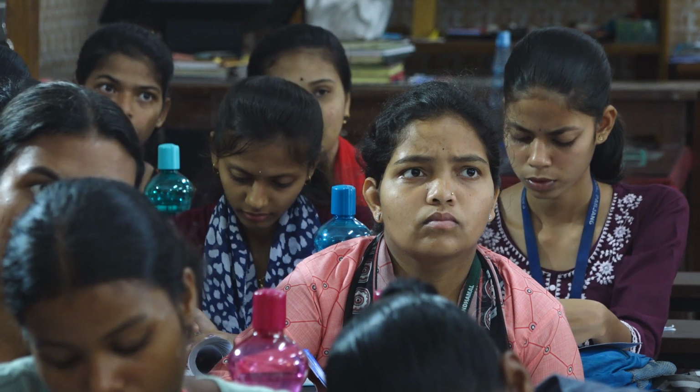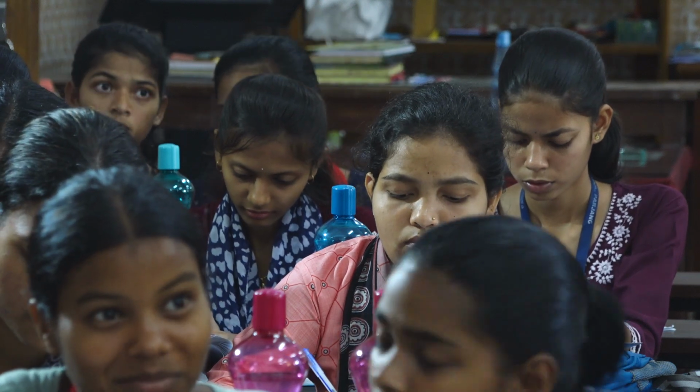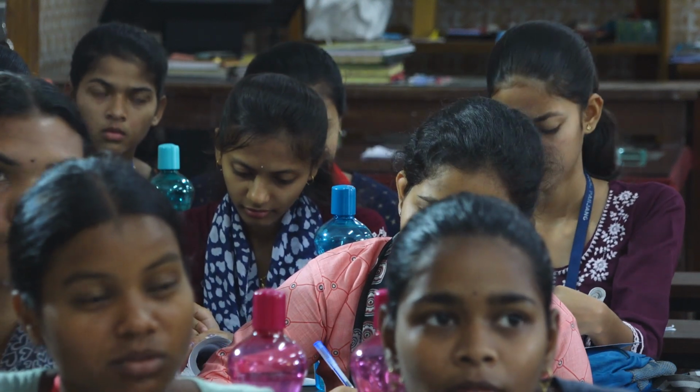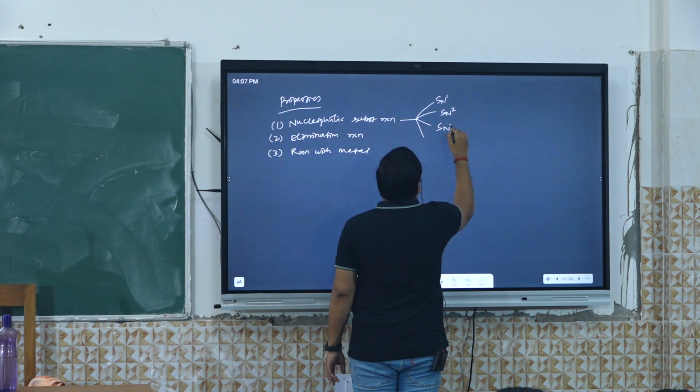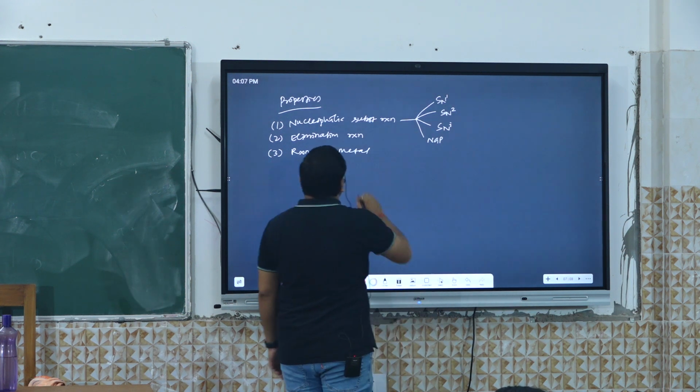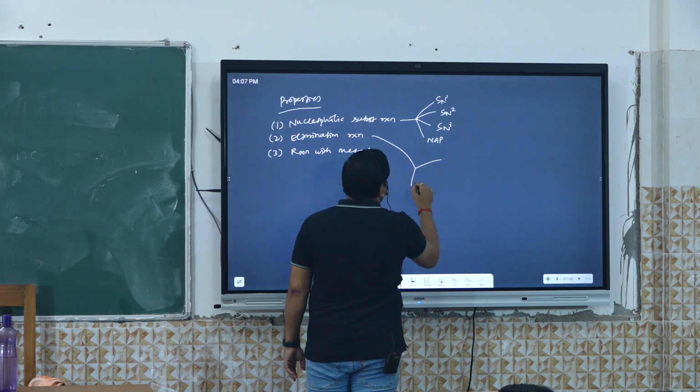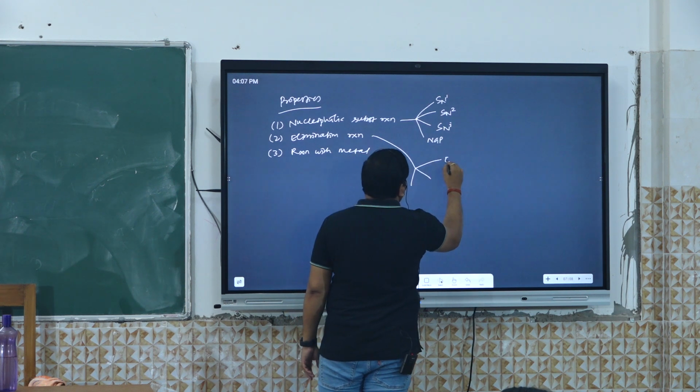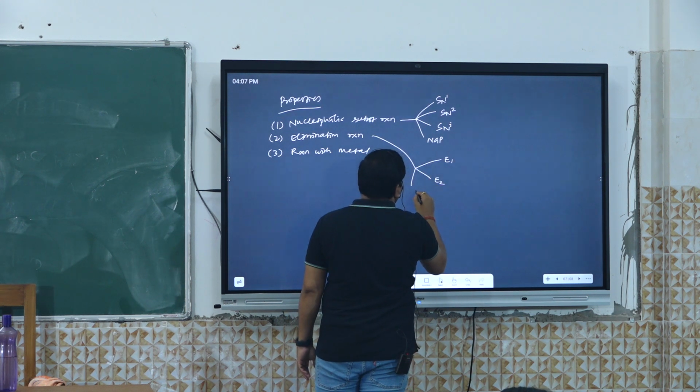So nucleophilic substitution reactions are of how many types? 4 types: SN1, SN2, SNi, NGP. And elimination reactions are of 3 types: E1, E2, E1cB.